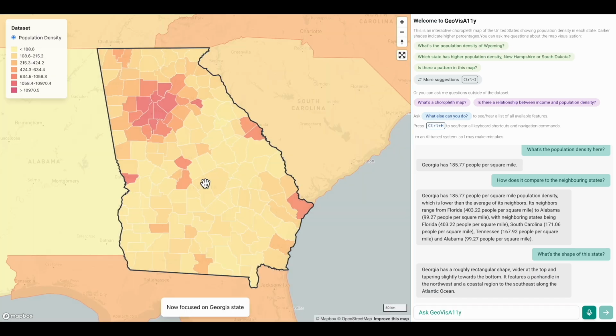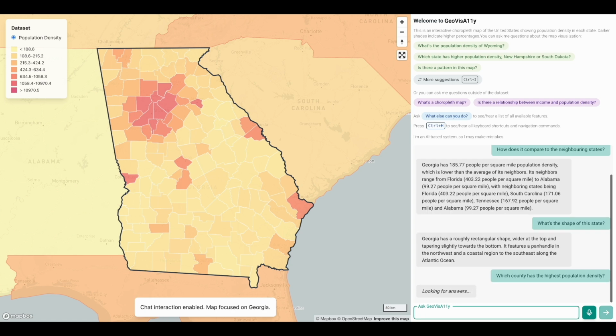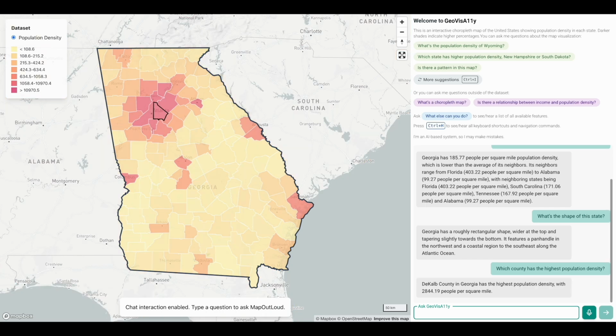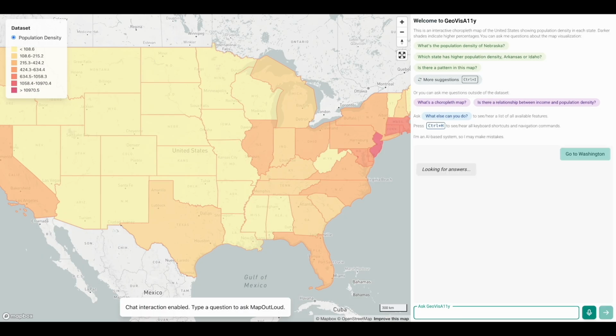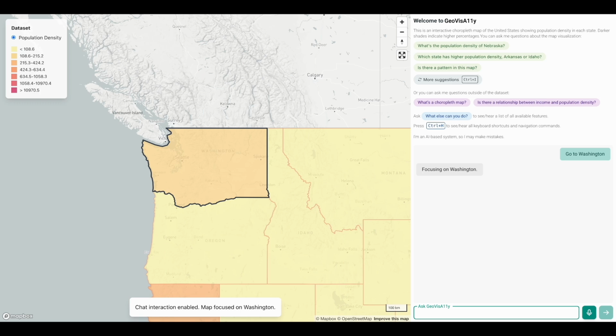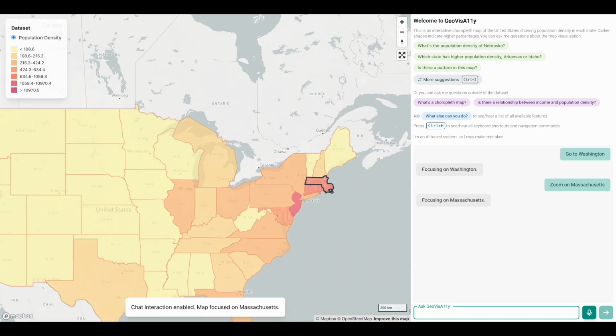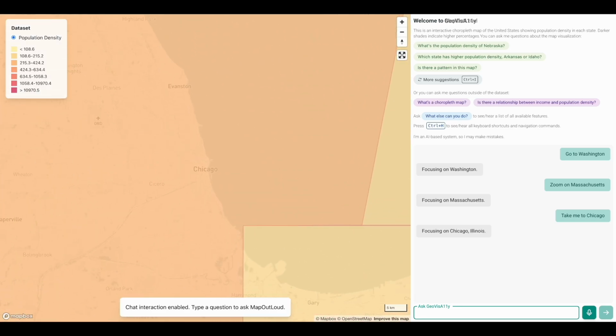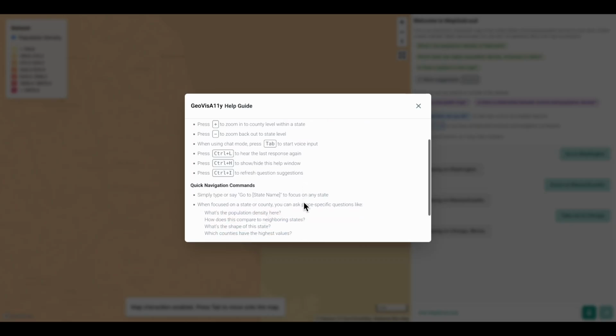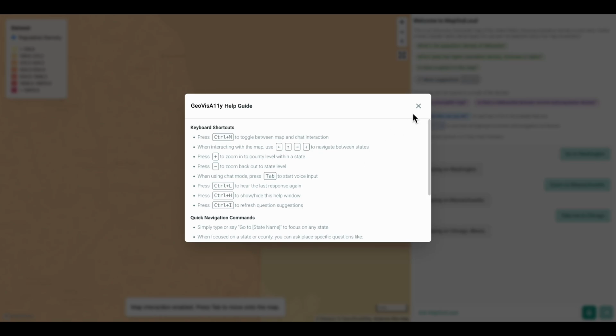Users can press the plus key to zoom into county-level data and ask relevant questions. Which county has the highest population density? Users can then press the minus key to zoom back to state level. To change the map focus, users can also use natural language commands such as go to Washington, zoom on Massachusetts, or take me to Chicago. Pressing Ctrl and H pulls up a help menu that shows all available hotkeys.